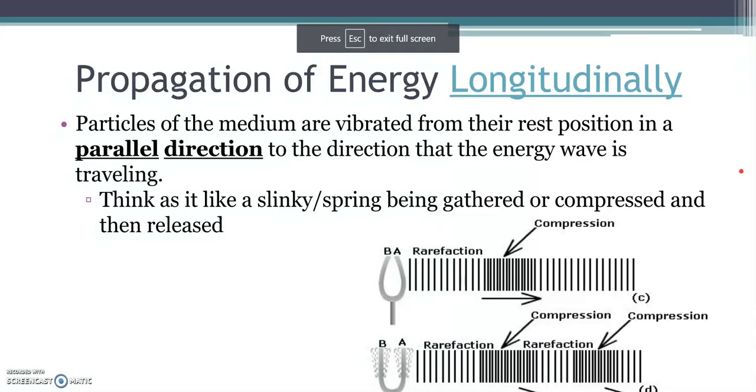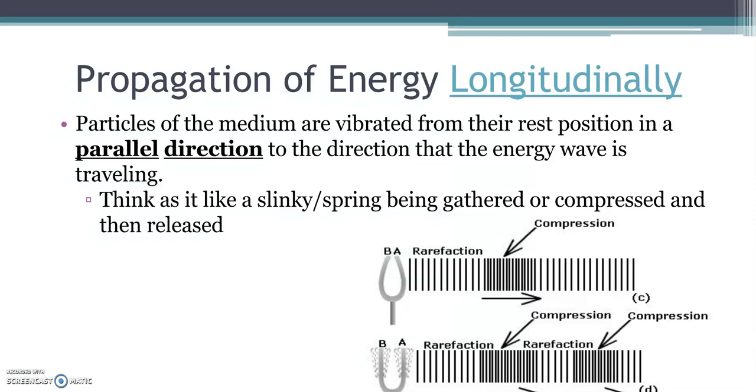Next thing is we're going to talk about longitudinal propagation. The definition or description is at the top of your screen. Particles of the medium are vibrated from their rest position in a parallel direction to the direction that the energy wave is traveling. So if you look down at the diagram below, you'll see that this wave looks a little different. It may not look like what you would draw as a wave.